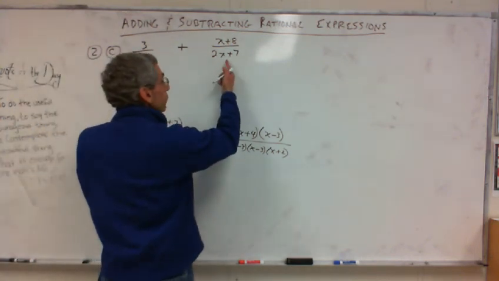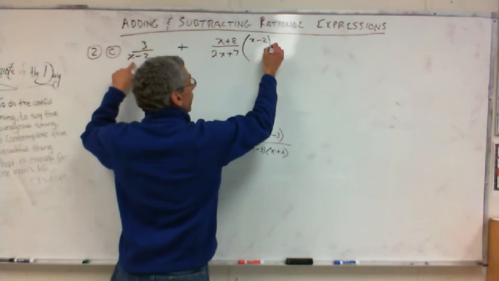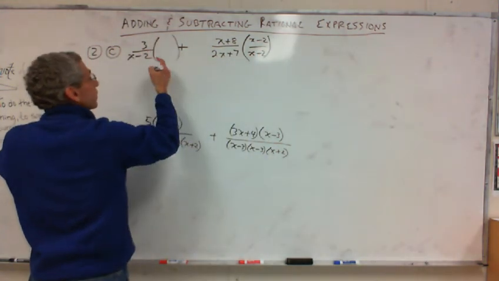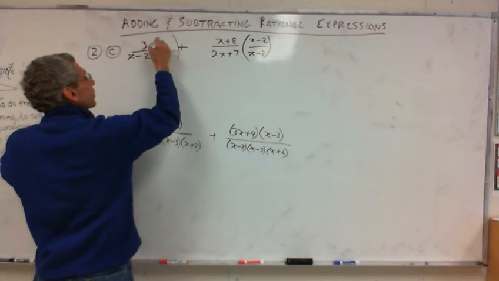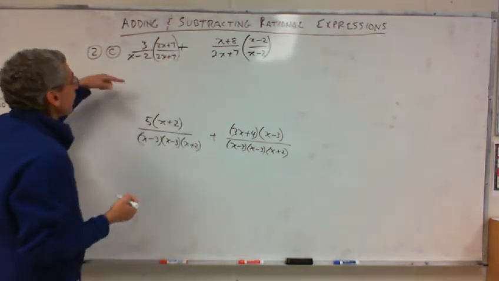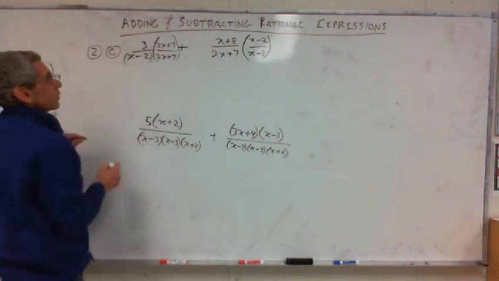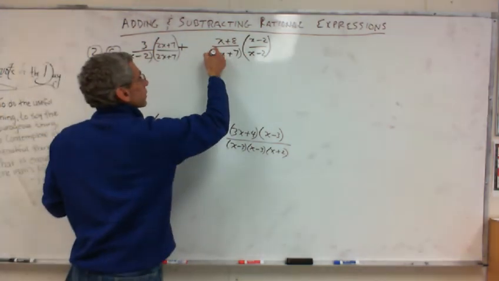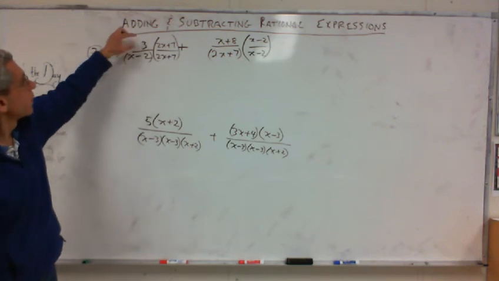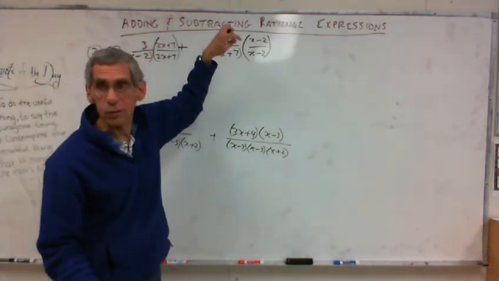So that means this fraction needs x minus 2, and this fraction needs 2x plus 7. And then I would multiply these, like this, and this would be like this. Then I would leave this down in the denominator and multiply these out in the numerator. Use FOIL for this in the numerator.